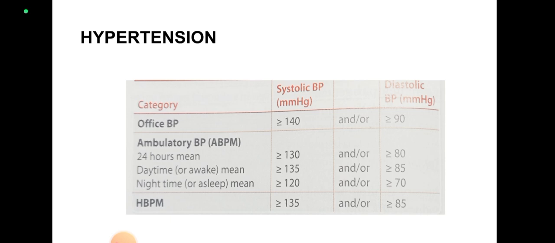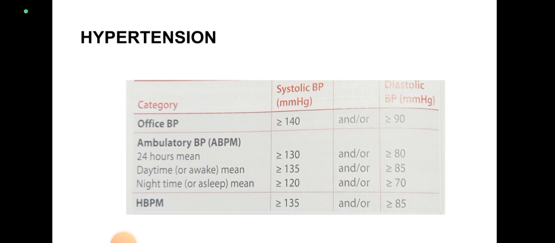Our next topic is hypertension. Hypertension is defined as the level of blood pressure at which there is increased risk for target organ damage, and the benefit of the treatment outweighs the cost and hazards. The diagnosis is based on the following categories.